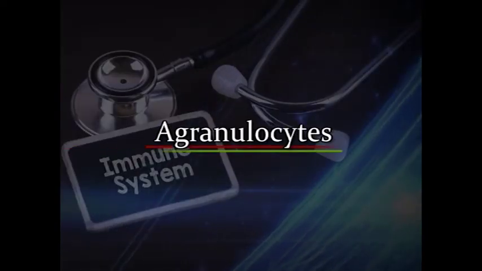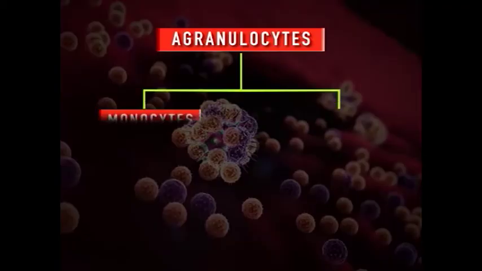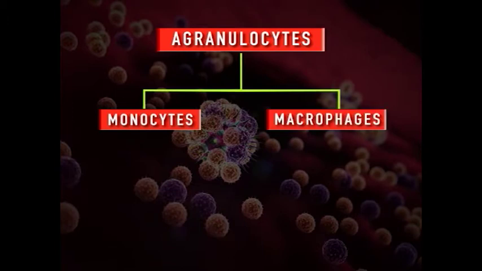Agranulocytes. Agranulocytes are non-granular mononuclear phagocytic leukocytes without lysosomal granules in the cytoplasm. They consist of monocytes and macrophages.